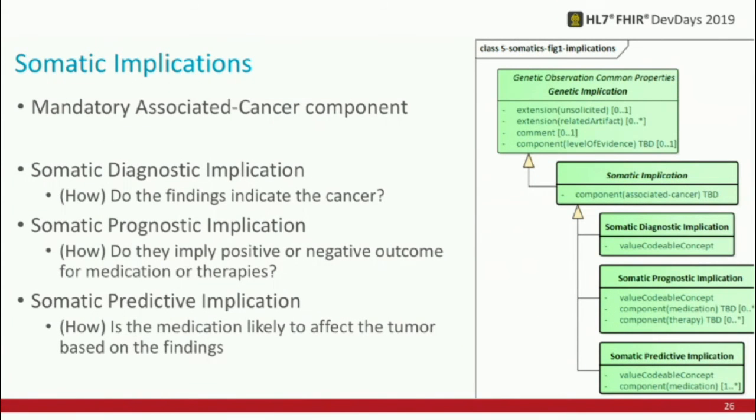So somatic implications are talking about a specific cancer. And we want to say, for that given cancer, how do the findings indicate the cancer? Or how do they imply positive or negative outcomes for medication or therapies? It might not necessarily be a drug. It might be something other than drugs. And we're also looking at specifically how the medication might affect the tumor. So it's possible that a medication could affect the tumor positively, but not really change the outcome or the prognosis for the patient, which is difficult, but it's a distinction that needs to be made.